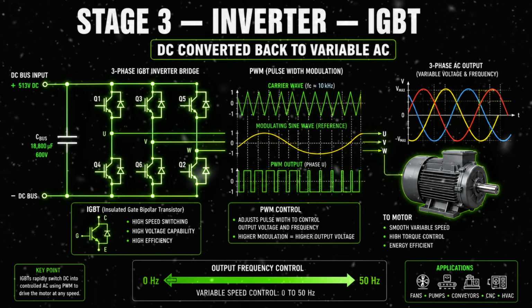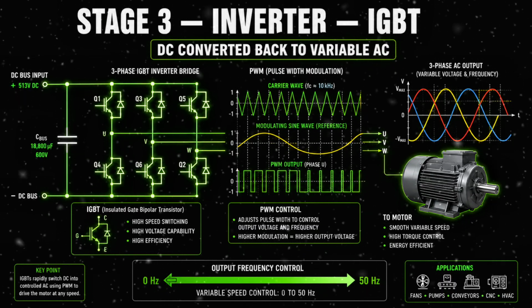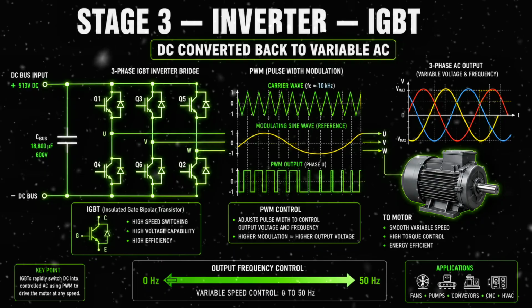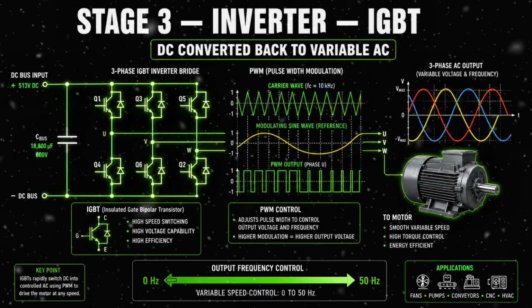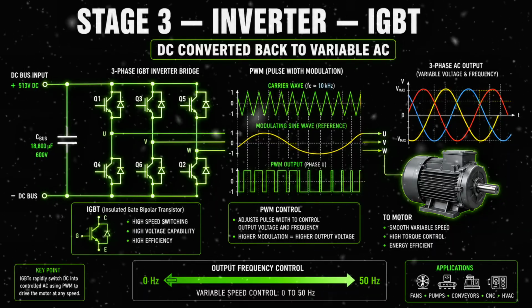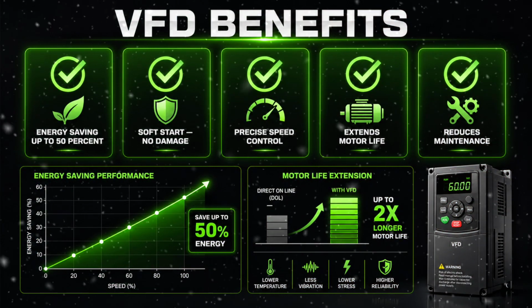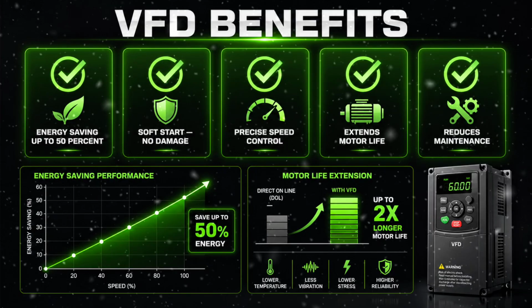Stage 3 is the most important part. The inverter. The inverter uses 6 special transistors, called IGBTs, insulated gate bipolar transistors. These IGBTs switch the DC voltage on and off extremely rapidly.